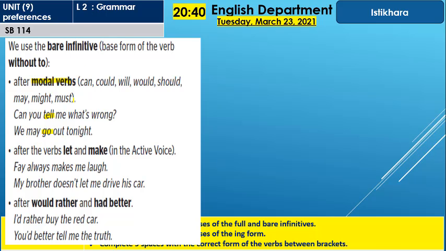We also use the bare infinitive after the verbs let and make in the active voice. Fi always makes me laugh, and my brother doesn't let me drive his car. We also use the bare infinitive after would rather and had better. I'd rather buy the red car. You'd better tell me the truth.